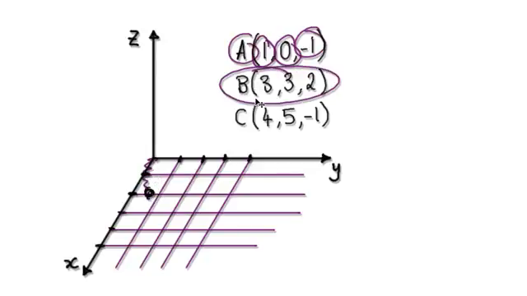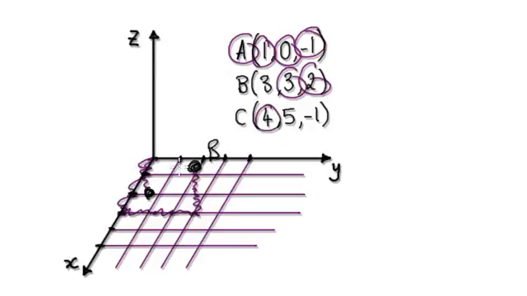And then your second point will be three across in the x direction, 1, 2, 3. And then 3 across in the y direction, 1, 2, 3, and then 2 across in the z direction, 1, 2, roughly somewhere around here. So this is your B, and then C would be 4 across, 1, 2, 3, 4, and then 5 across, 1, 2, 3, 4, 5, and then minus 1 down, somewhere around here.